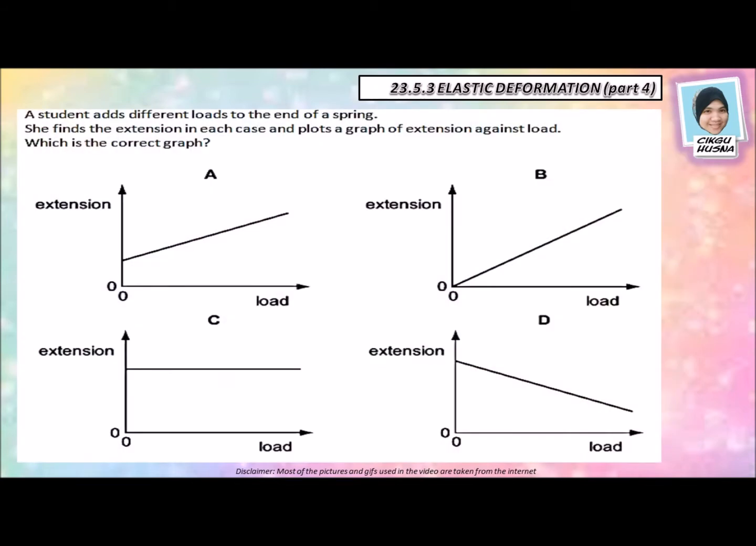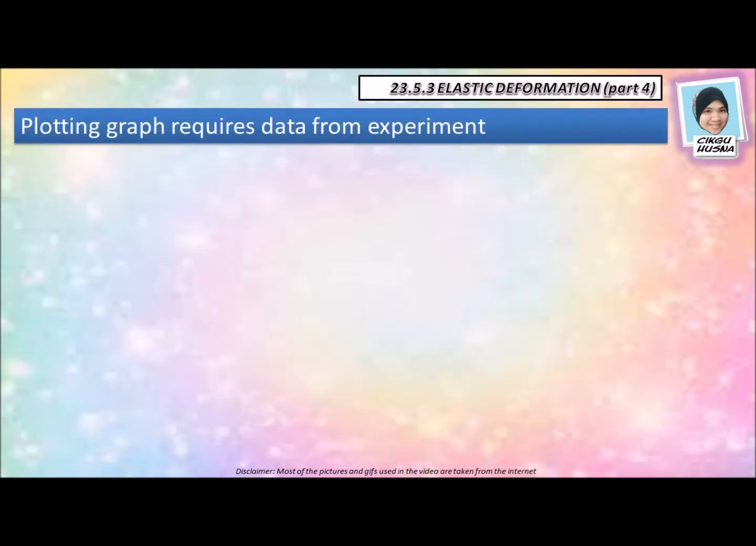Let's try an example here. A student adds different loads to the end of a spring. She finds the extension in each case and plots a graph of extension against load. Which is the correct graph? As you can see here, you are given a sketch of the graph, graph A, B, C, and D. The answer is graph D.